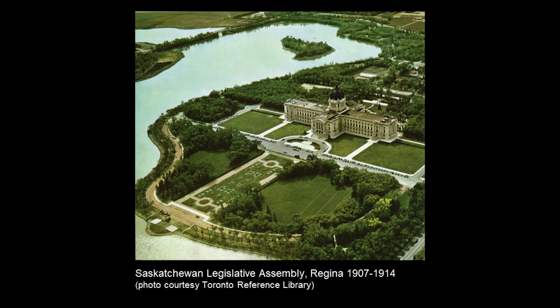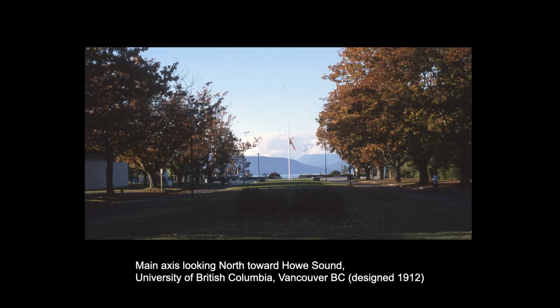This movement, based on ideas from France and the United States, emphasized splendid classical buildings, symmetrical compositions, and broad tree-lined boulevards linking the key elements of the city. It provided an ideal vocabulary for the new legislative and civic buildings that were being erected across the country, as well as the new university campuses established by the four western provinces in the first decades of the 20th century.